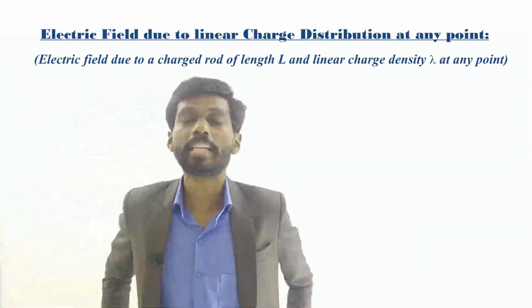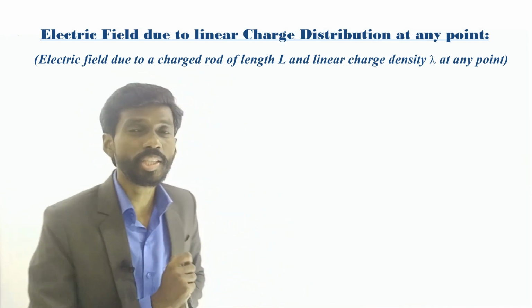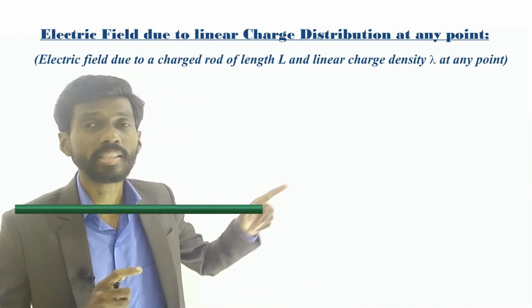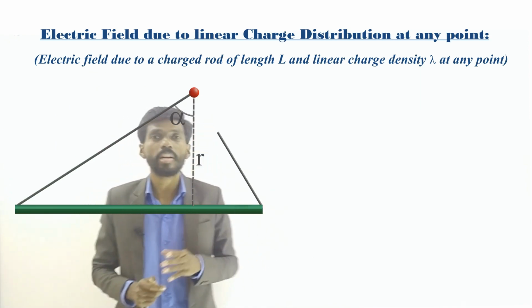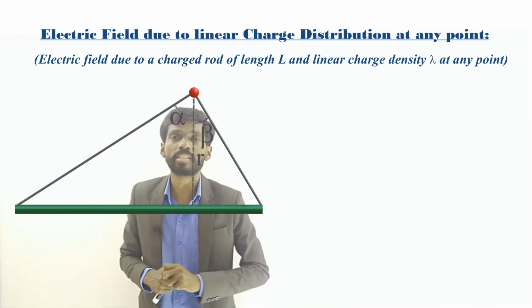Here also we will find the electric field due to a rod, that means a linear charge distribution, but not at a point on the axis, but at a random point, at some point here which is at a distance r from this rod. So the perpendicular distance, that means the closest distance, is r.